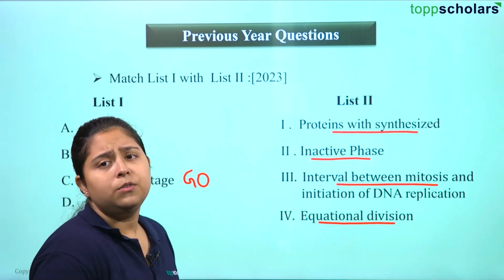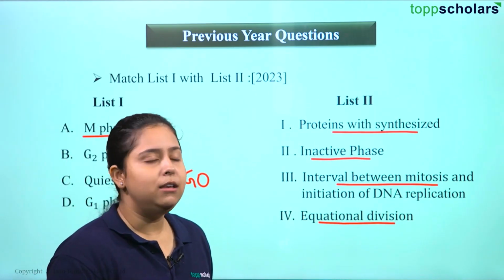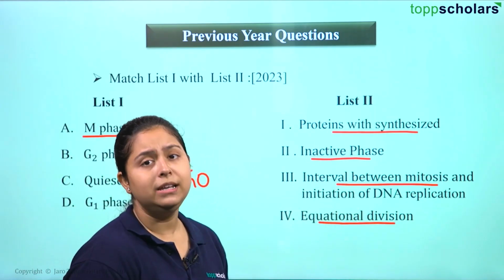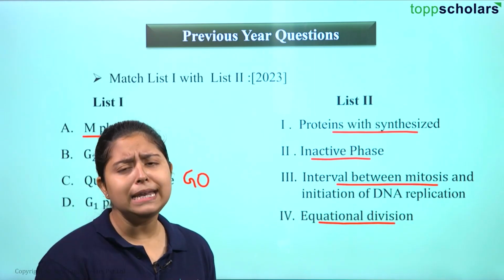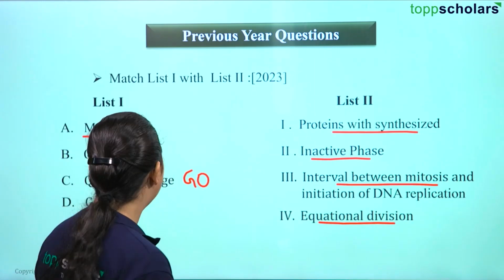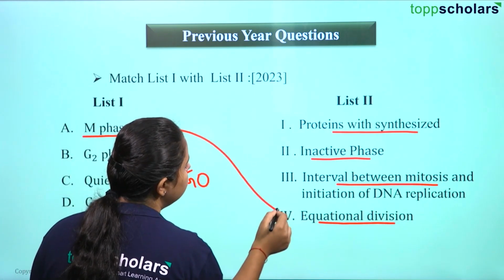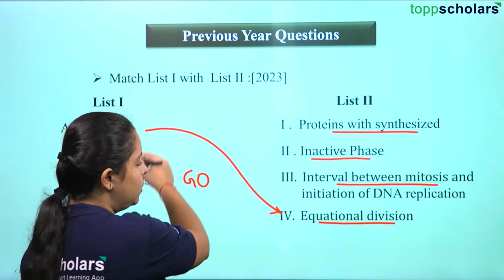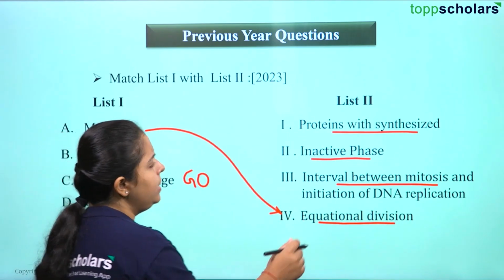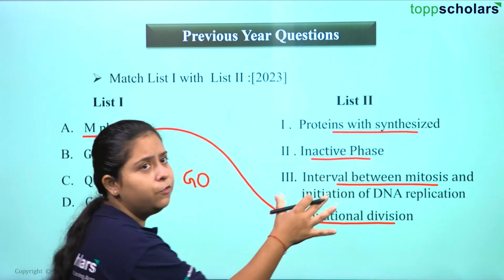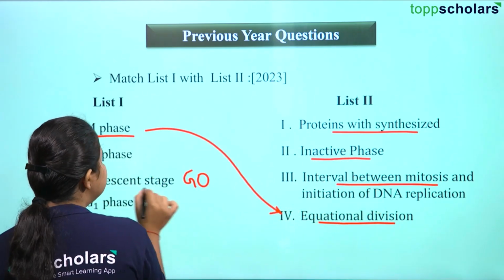Now please just forget everything and tell me, what is this equational division? Yes, it is mitosis. We have said it many times in our lecture today. So M should be matched with 4. Mitosis is the equational division. Now let us go for another simple thing, inactive phase. And over here you have quiescent stage.